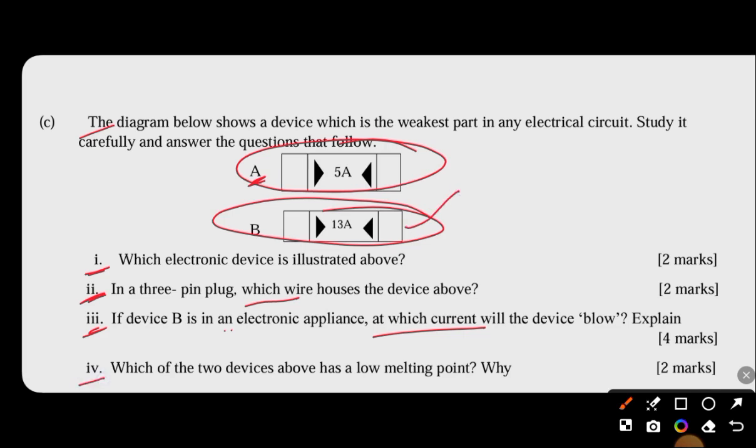Then IV, which of the two devices above has a low melting point? The 5 ampere fuse will have a lower melting point. Why? Fuses are designed to break or melt when the current flowing through them exceeds a certain rated value. With a fuse having the 5 ampere rating, the rating is low, so it has a lower melting point.